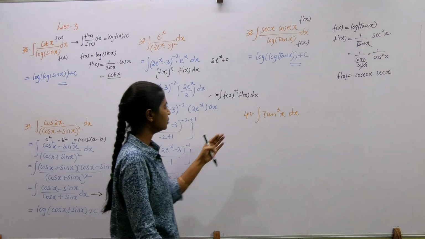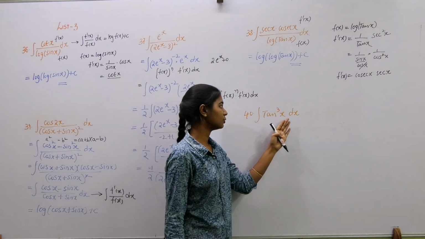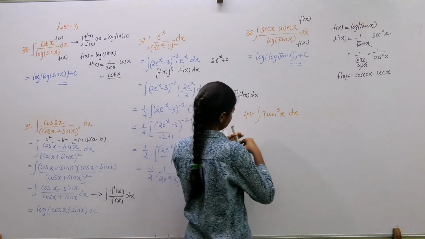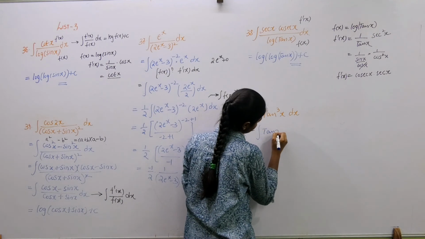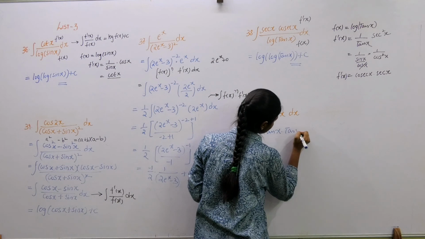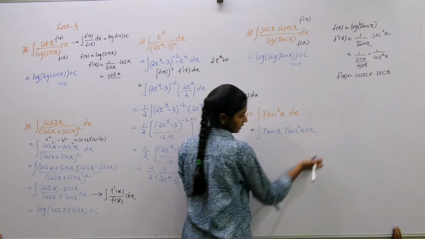Next, 40th question, integral tan cube x dx. We can write tan cube as integral tan x into tan square x dx.